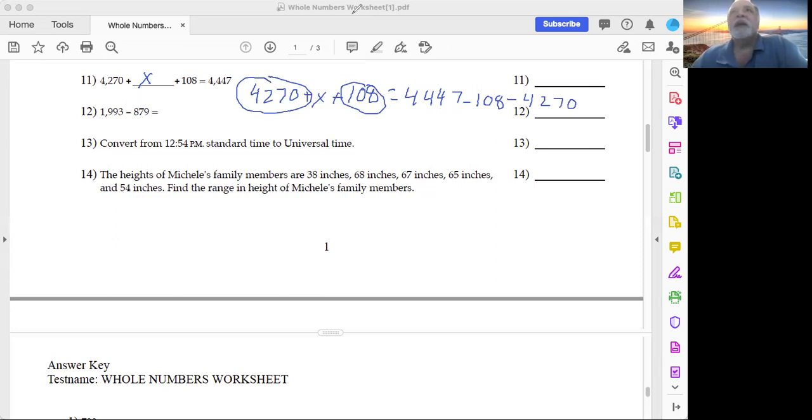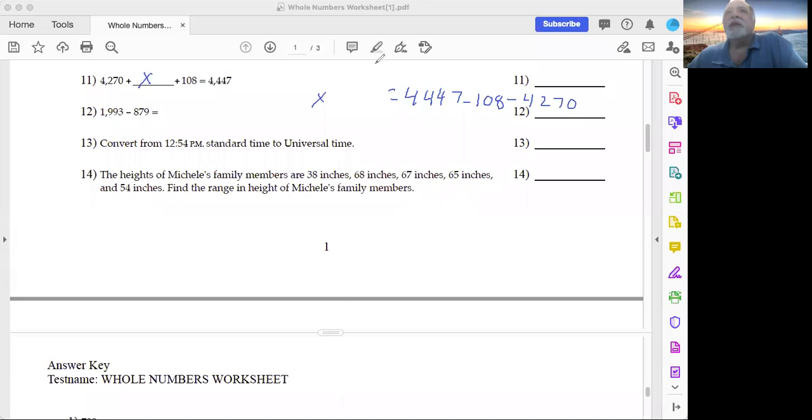And we can eliminate those values now from this part of the equation, because we've subtracted them away. And that becomes our new problem to solve, right? X is equal to 4,447 minus 108 minus 4270, okay? So let's do that, and we'll do it stepwise. Let's keep that up here for now. I'll work it down here.